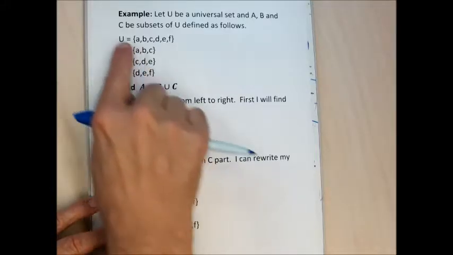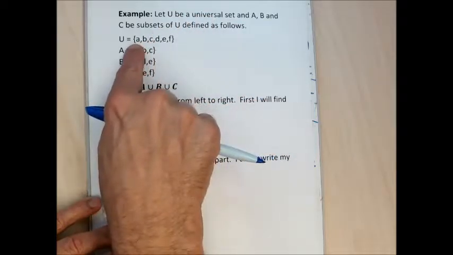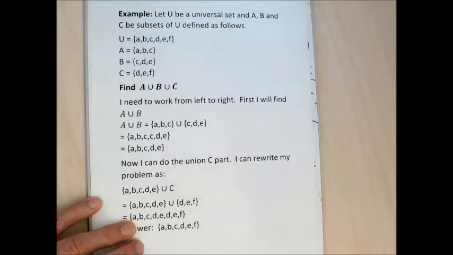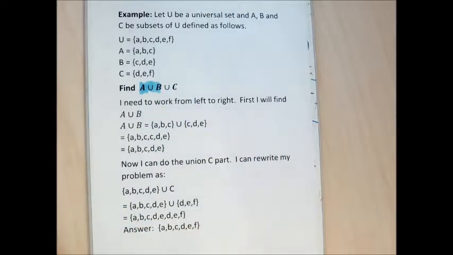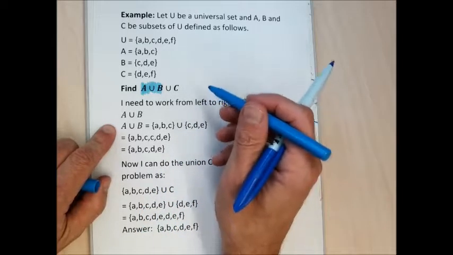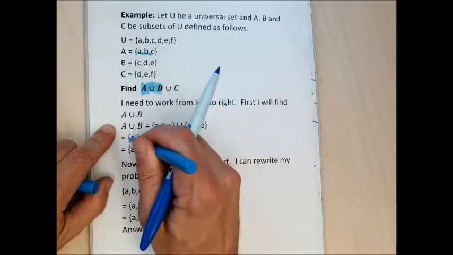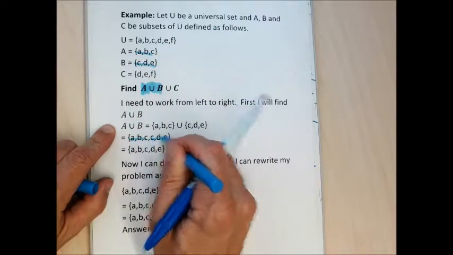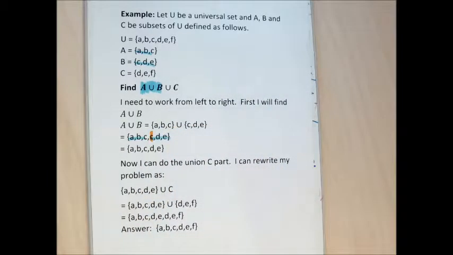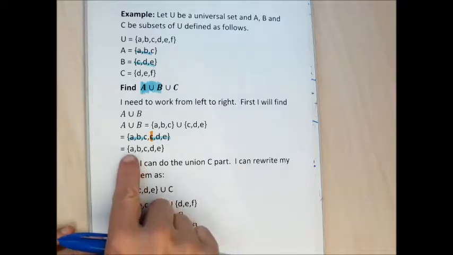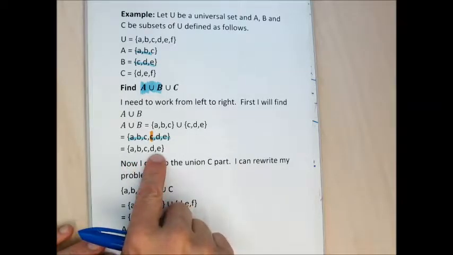So the first thing I did is I made up a new universal set that has the letters A through F, and I made up some subsets, and I want to find A union B union C, and I'm going to work from left to right. So how do I work from left to right? Well, first I have to find A union B. And how do I find A union B? Simple. I take the 3 elements of A, B, and C, and the 3 elements of B, C, D, and E, and I write them in a big set, but I look for any duplication, and if there's duplication, I cross out some of that duplication and not write it. So A union B is A, B, C, D, and E.